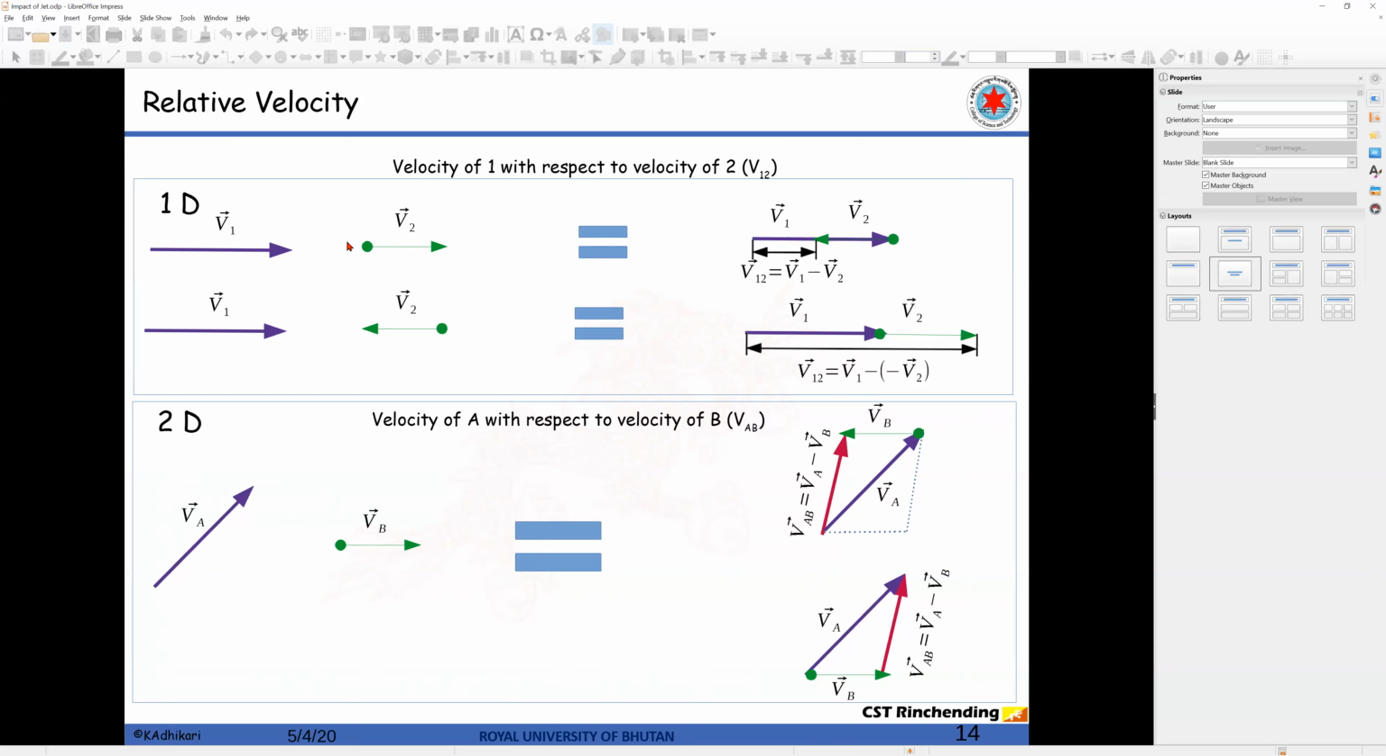So it could be either in the same direction or in opposite direction. In the same direction case, I want to find the relative velocity of vector 1 with respect to vector 2. How do you do it? You draw vector 1, then from the tip you go in the reverse direction, because you are going to subtract it, right?